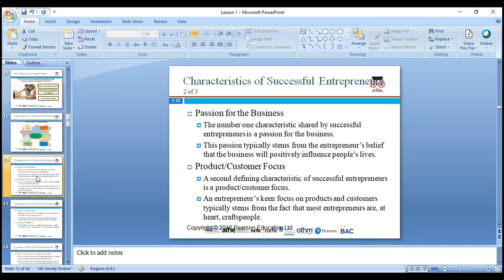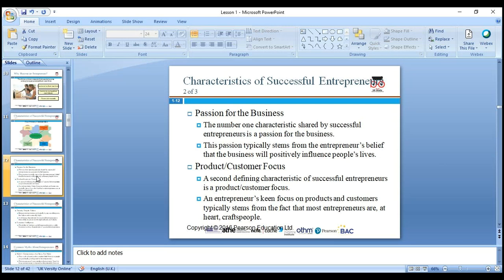Passion for the business is the number one characteristic shared by successful entrepreneurs. This passion typically stems from the entrepreneur's belief that the business will positively influence people's lives. Product and customer focus: a second defining characteristic of successful entrepreneurs is product and customer focus.